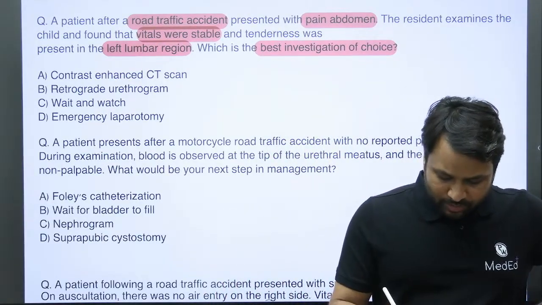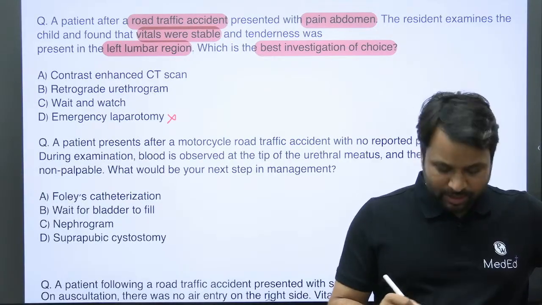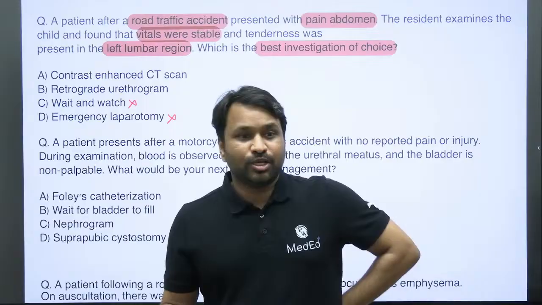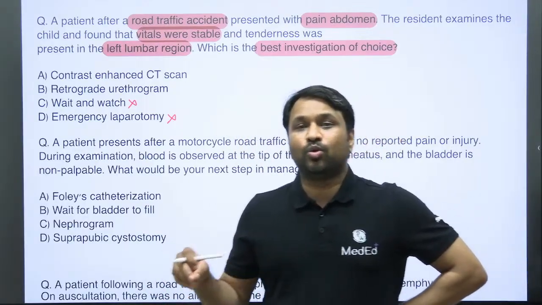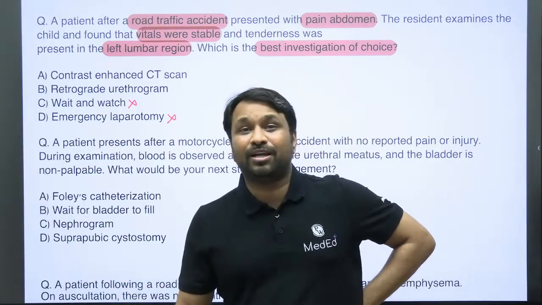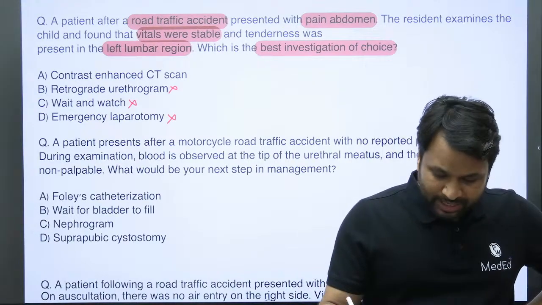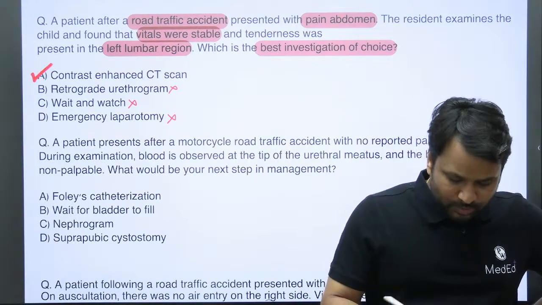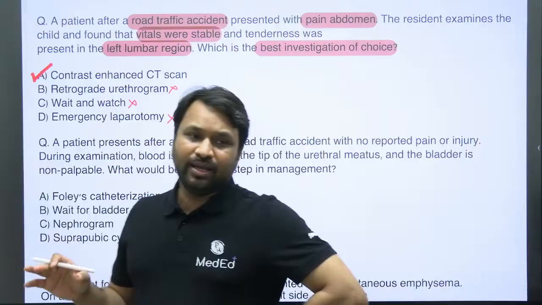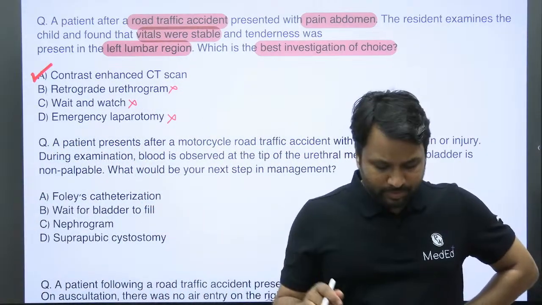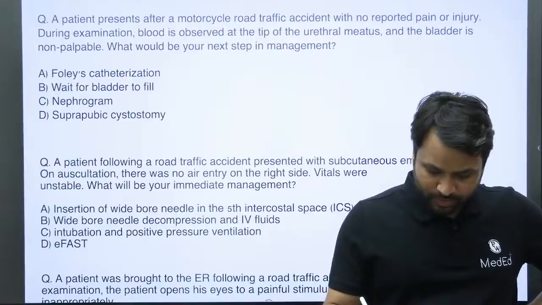Let's rule out. I will not do a laparotomy because the patient is stable. I will not wait and watch because I don't know what you are waiting for. Retrograde urethrogram is done only if urethral injury is suspected. The lumbar component is the renal component. For any abdominal injuries, the best one is going to be CT abdomen. Okay? There is not much drama in this. Let's not try to break your head against it. This is the component that you have to remember. Chalo. Moving on to the next one.